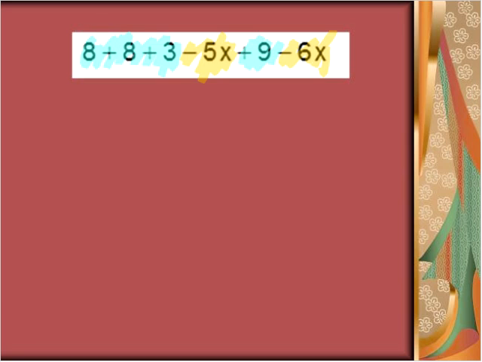with my negative 5x minus 6x, so let's look at that negative 5 minus 6, and that would be a negative 11x, and then I can worry about those constants. So working left to right, 8 plus 8 is 16. 16 plus 3 is 19. And 19 plus 9 is 28. So negative 11x plus 28 is our final answer.